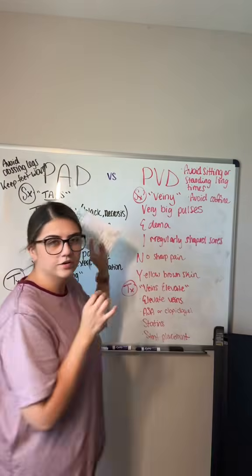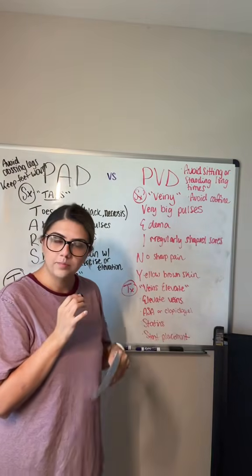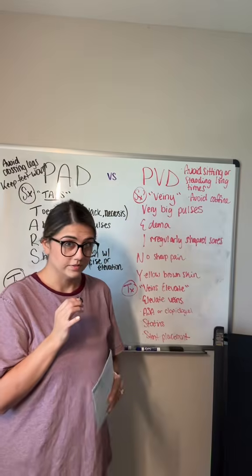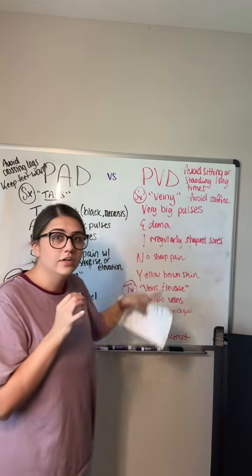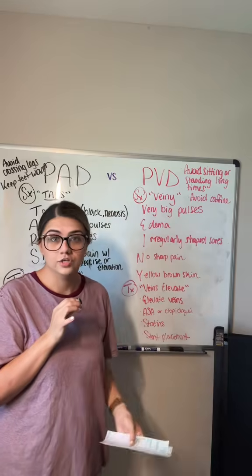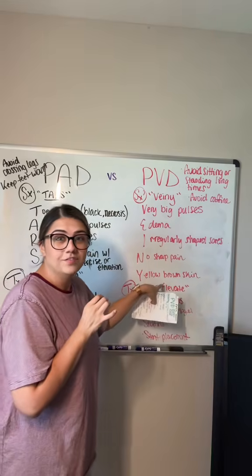For PVD, think of volume. So think of veiny. So we might see what? Very big pulses. We might see swelling, irregularly shaped sores. We're not going to have any sharp pain. Why? Because we have circulation going on. We might see thick, tough, yellow-brown skin.